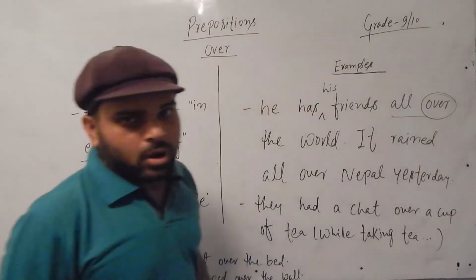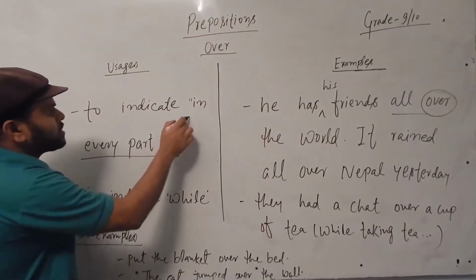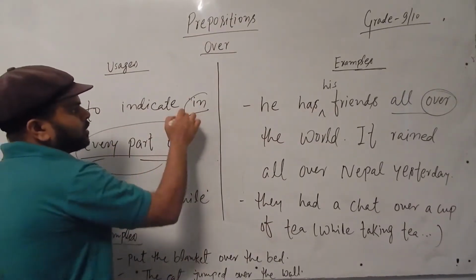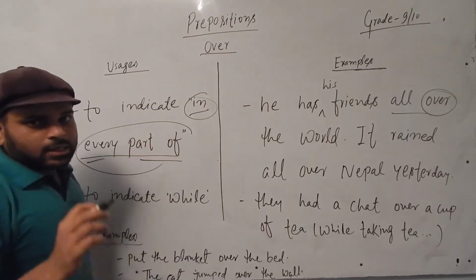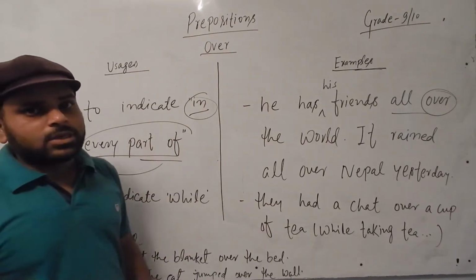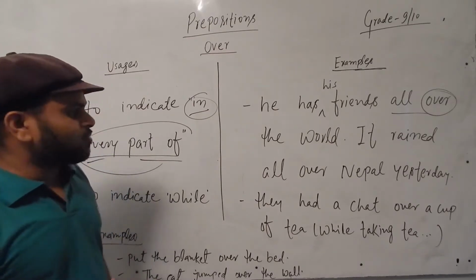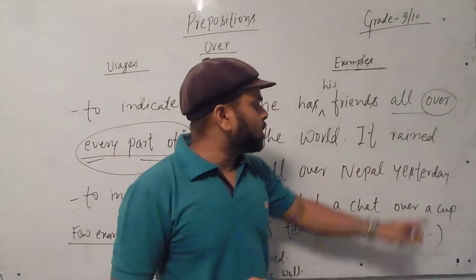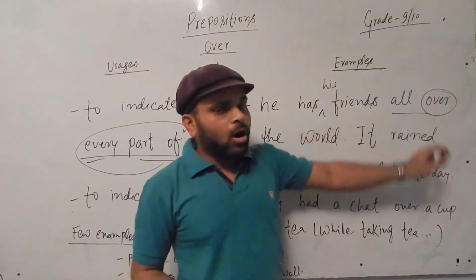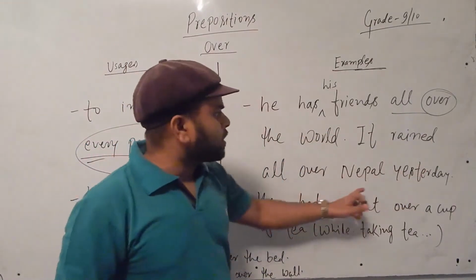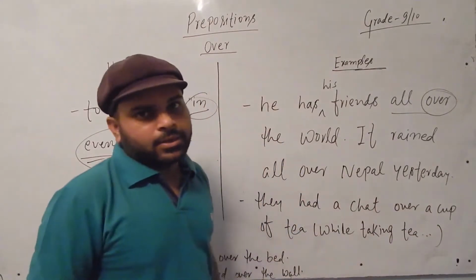If your sentence is talking about every part, all over, about each and every nook and corner, in that regard you are supposed to use the preposition over. Next example: it rained all over Nepal yesterday.